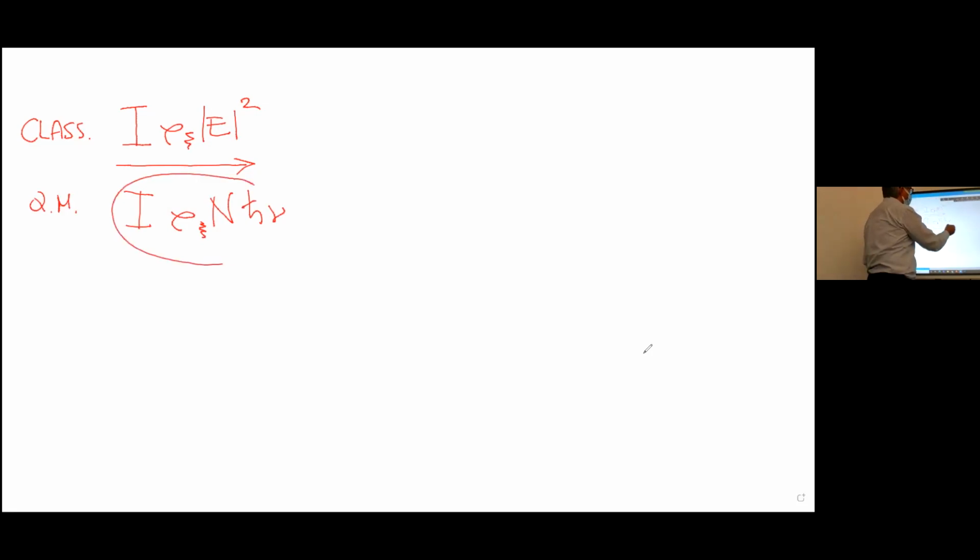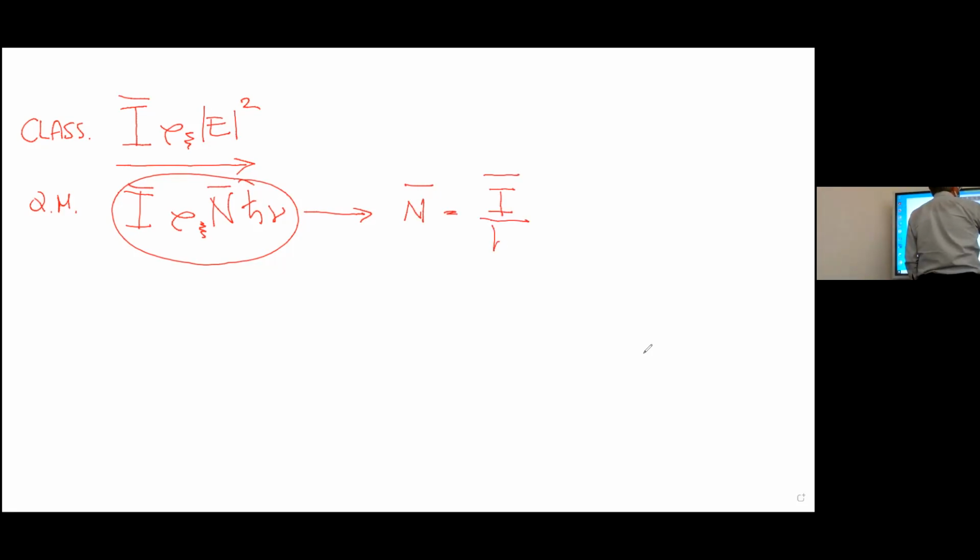Now, look at this expression here. This is the average intensity. This is the average number of photons. You can say that the average number of photons is equal to the average intensity divided by the energy of a photon.